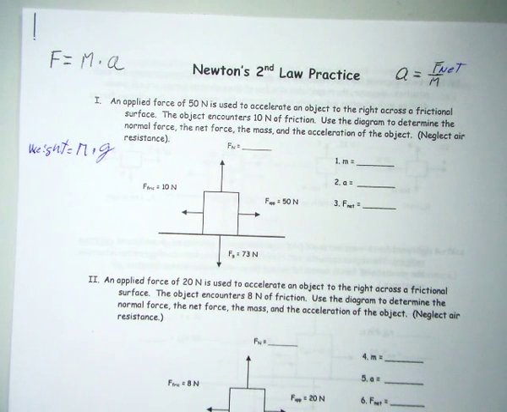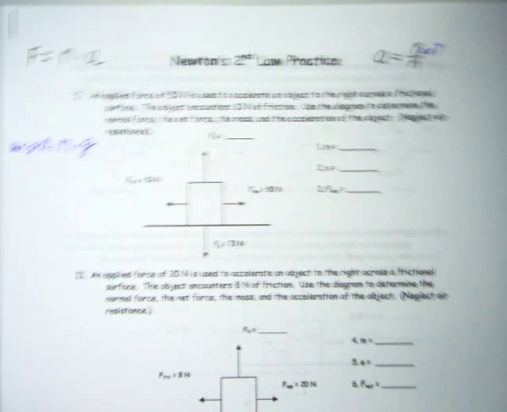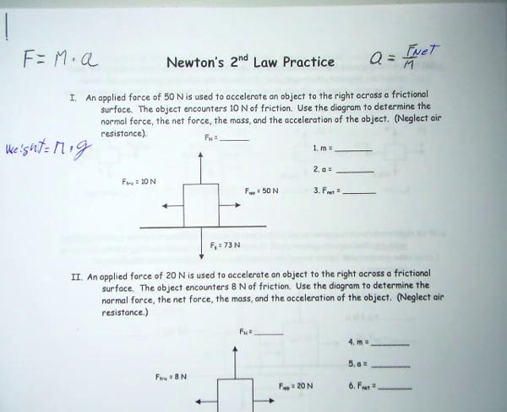On number 1, it says an applied force of 50 newtons is used to accelerate an object to the right across a frictional surface. The object encounters 10 newtons of friction. Use the diagram to determine the normal force, the net force, the mass, and the acceleration of the object. And then it says to neglect air resistance. The word neglect means to ignore it. It's not important.